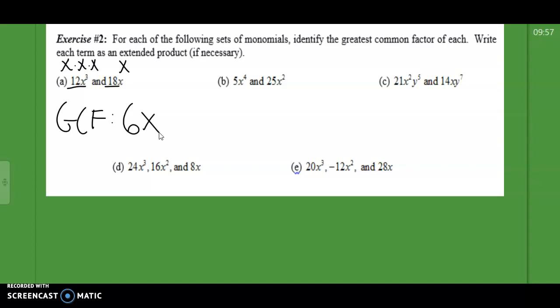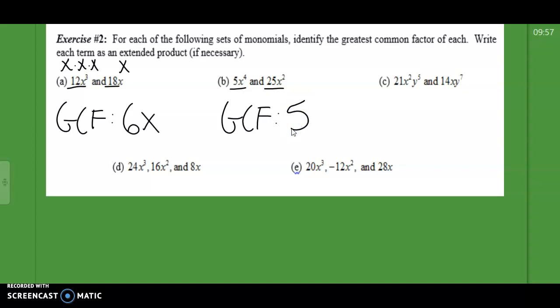Next one, 5x to the fourth, 25x to the second. Greatest common factor. Biggest thing they have in common. Well, always look to the smallest number. In this case, 5. 5 can go into itself, but nothing else, because 5 is a prime number. Does 5 go into 25? It does, okay?